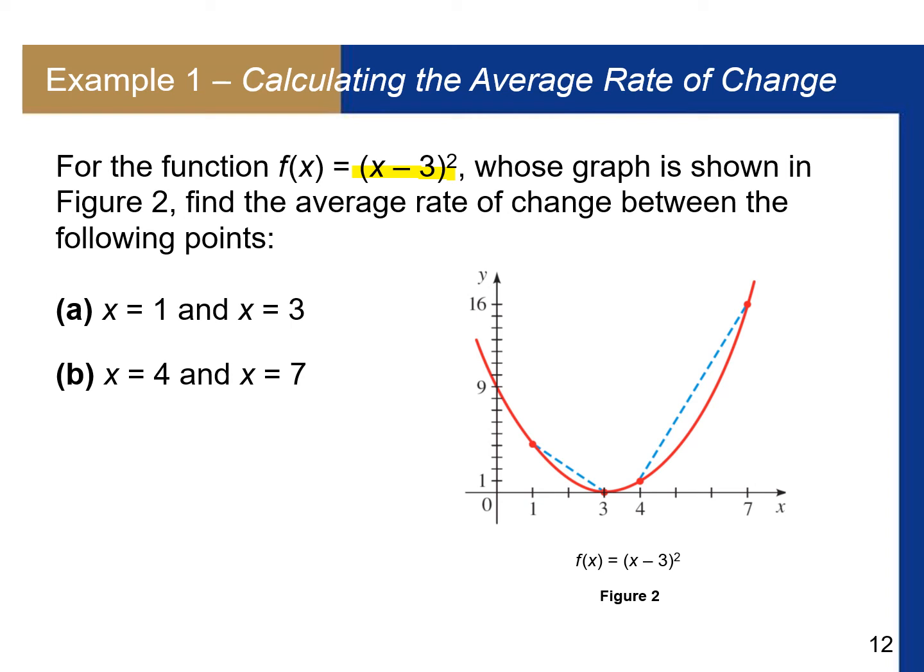Anyway, if we have a graph here and we're looking at x equals 1 and x equals 3 and maybe x equals 4 and x equals 7. So we're going to look at the average rate of change here, and we're going to look at the average rate of change here. So you can see we're going to get two very different results.